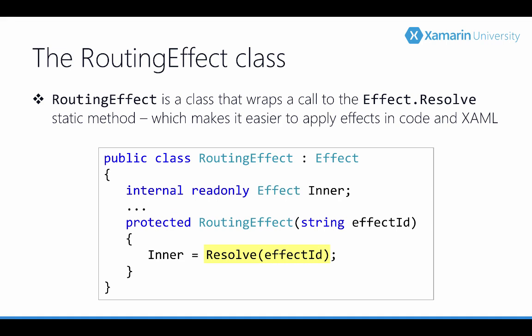Specifying an effect by name is simple, but it's error prone. What if you misspell the effect name? Also, calling static methods is, while technically possible in XAML, let's be honest, not very much fun.